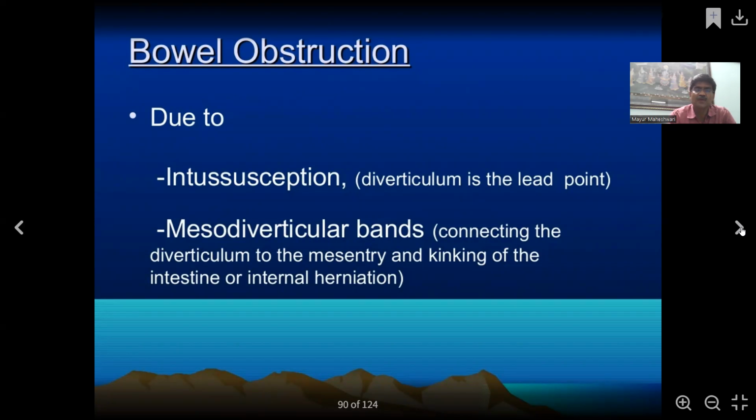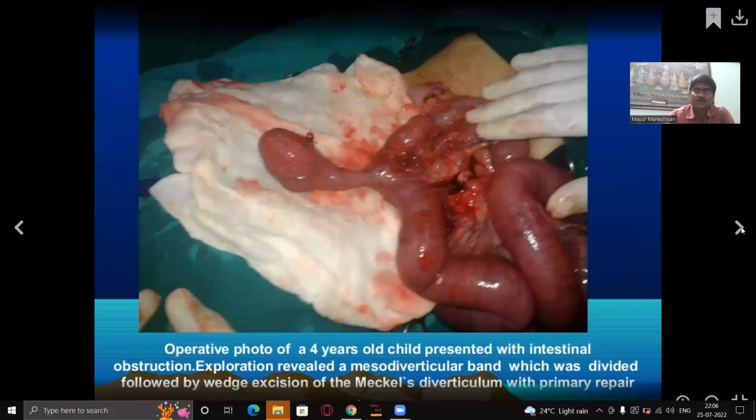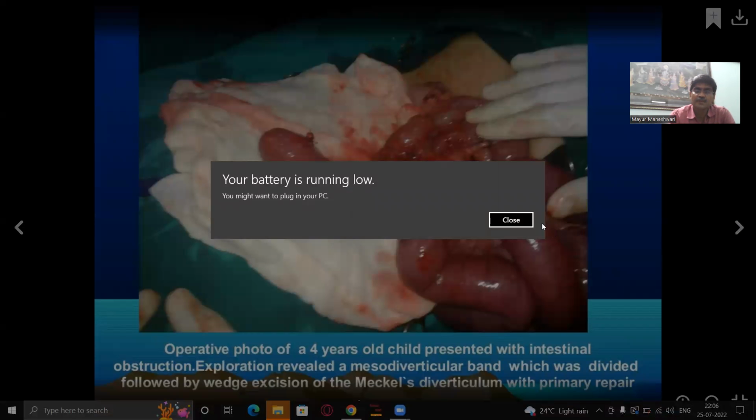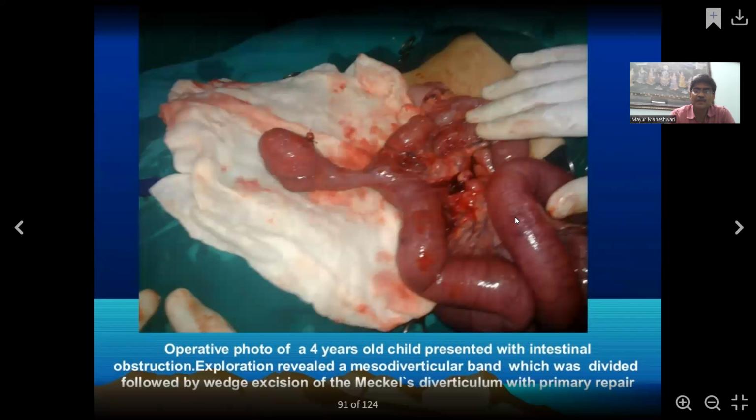Sometimes the child presents with bowel obstruction due to either intussusception, where the diverticulum is acting as a lead point, or there are mesodiverticular bands, which connect the diverticulum to the mesentery, and kinking of the intestine or internal herniation occurs. See, Meckel's diverticulum.